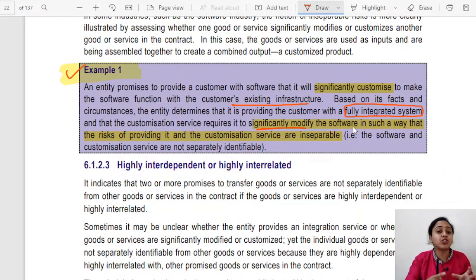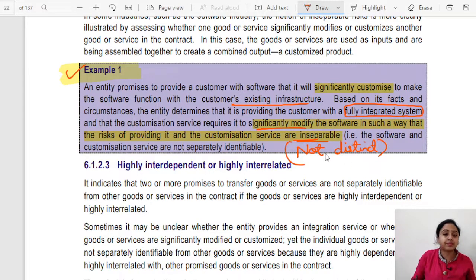So therefore it should not be separated, it should not be considered as distinct software, in such a way that the risk of providing it and the customization service are inseparable. That is, the software and the customization service are not separately identifiable, therefore they are not distinct. Are you clear with this fact?